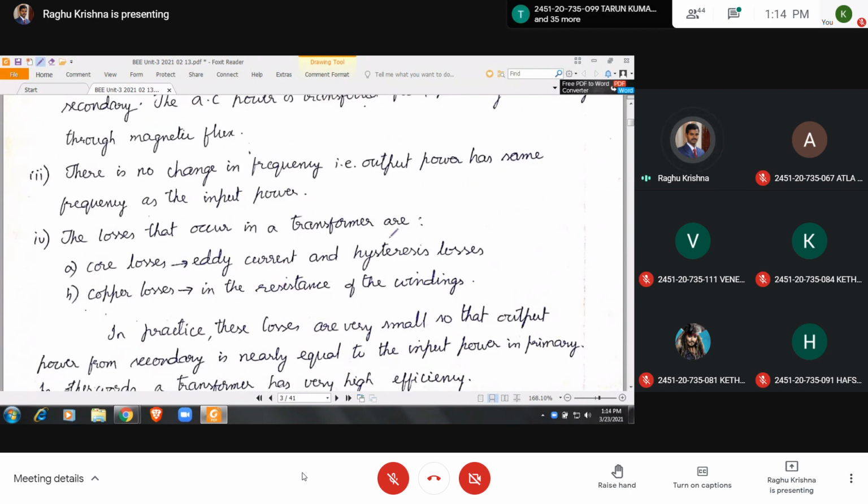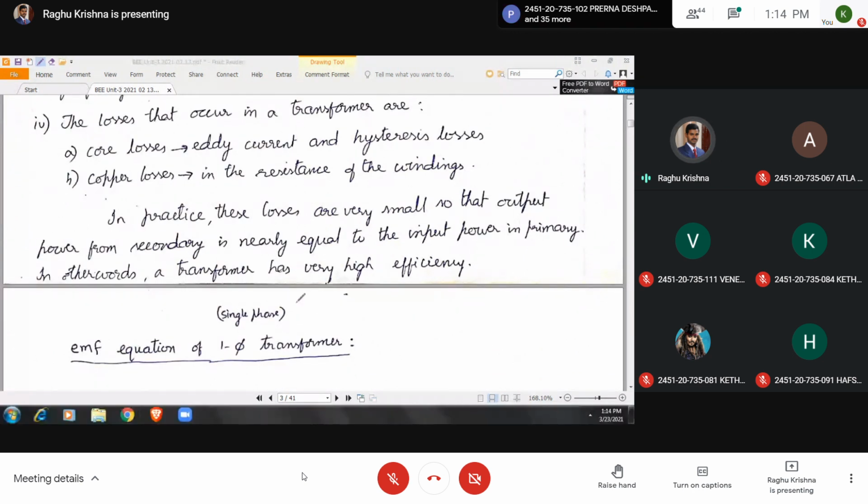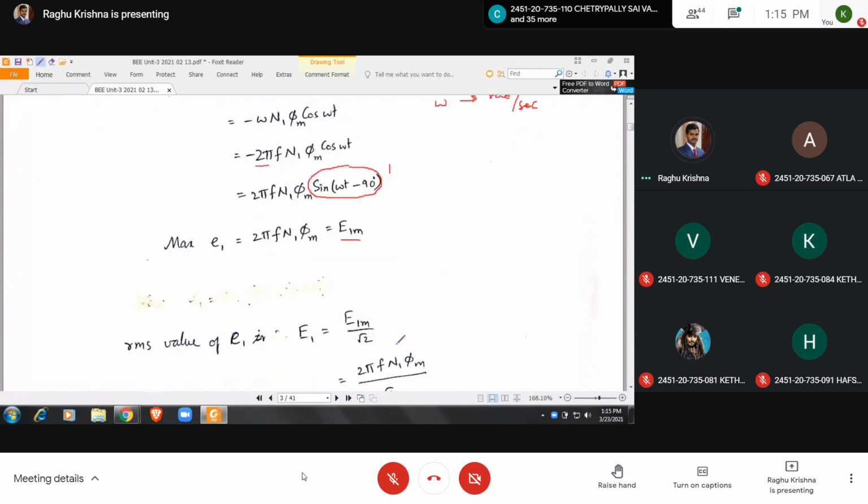The losses that occur in the transformer are core losses, which are divided into eddy current and hysteresis losses. Copper losses occur in the winding due to resistance. In practice, those are very small. You have already observed this in the lab also. So the output power from the secondary is nearly equal to the input power in the primary. In other words, a transformer has high efficiency, in the order of 96-98%. Okay, so this is about the EMF equation.